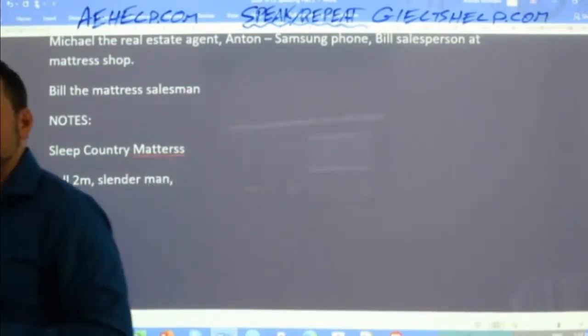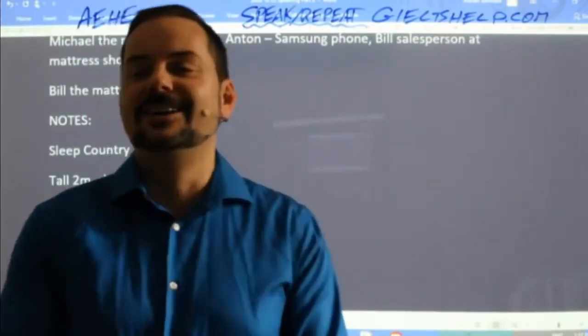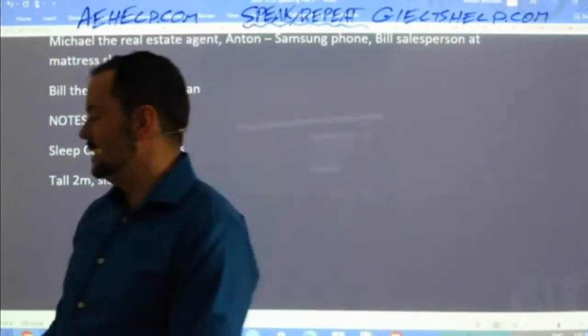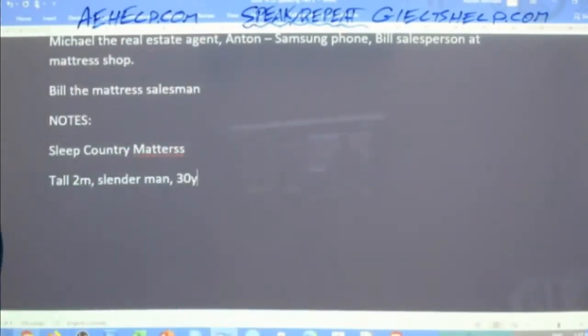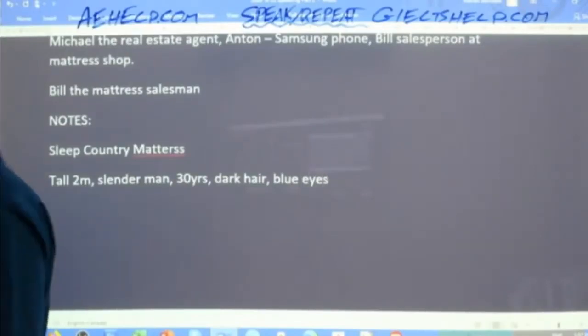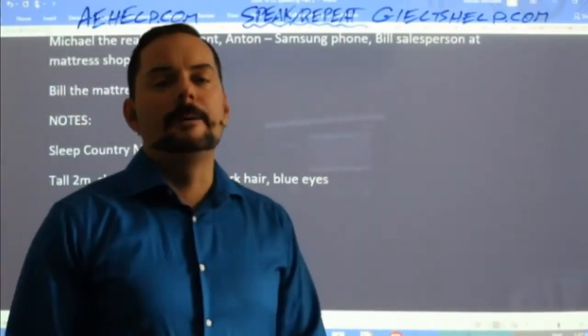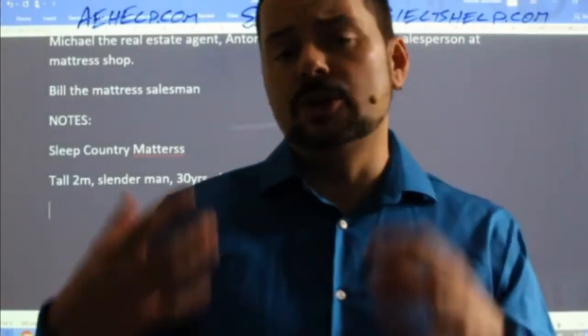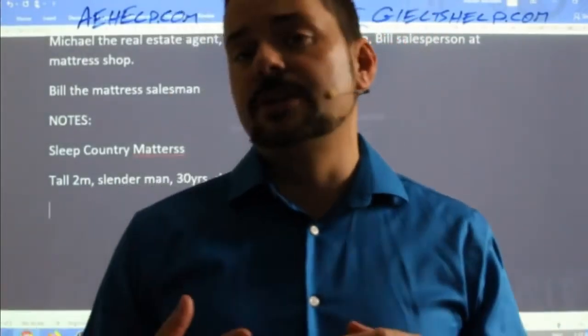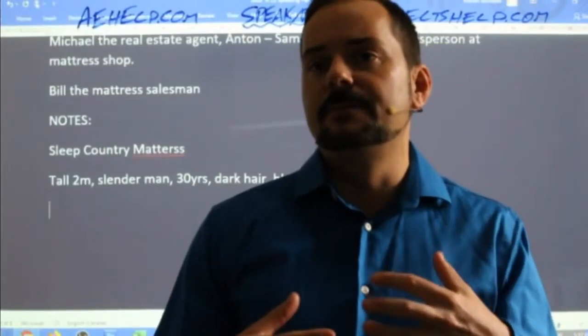Yeah, tall people definitely know a lot about mattresses because they have difficulty finding comfortable mattresses. Okay, around 30. Okay, and we don't need lots of info here. Dark hair, blue eyes, sure. So we don't need lots there. Now give me a personality and an action that could work very quickly from the beginning.